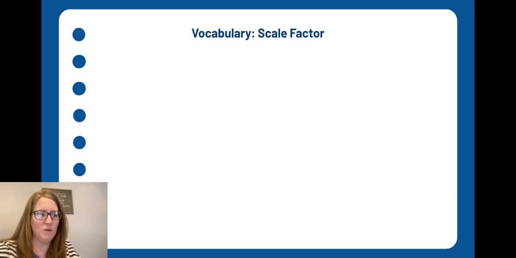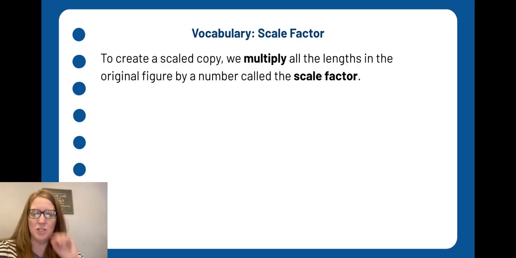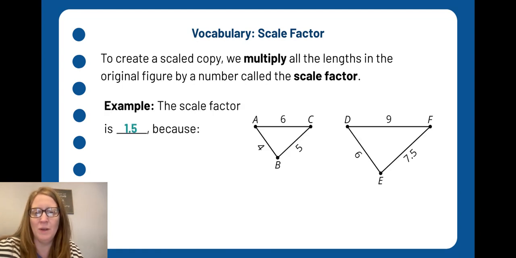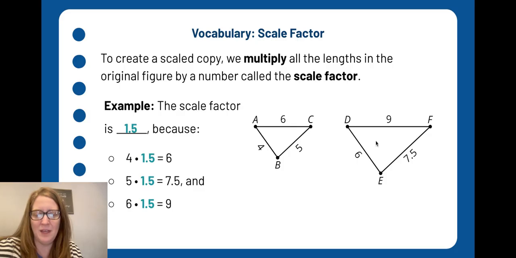All right, so now we have some more vocabulary words about scale factor. To create a scaled copy, we multiply all the lengths in the original figure by a number called the scale factor. So write those down. Example, the scale factor of that one that we were just looking at is 1.5 because 4 times 1.5 would give you 6. 5 times 1.5 would give you 7.5. And 6 times 1.5 would give you 9. So every single one of them has a scale factor. In that last lesson, we talked about how it was 1.5 times bigger. The scale factor is 1.5.